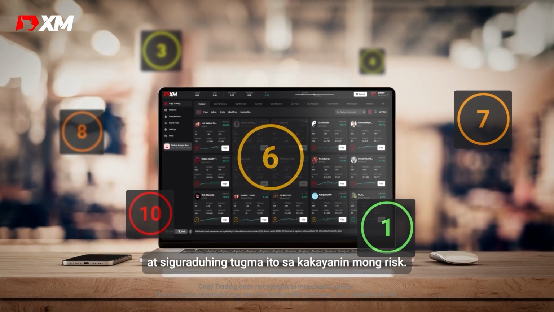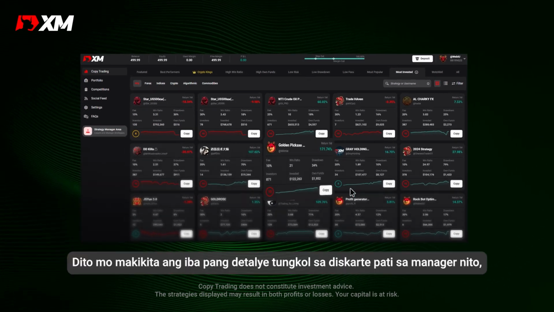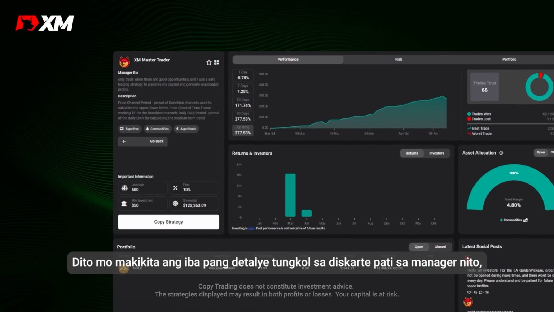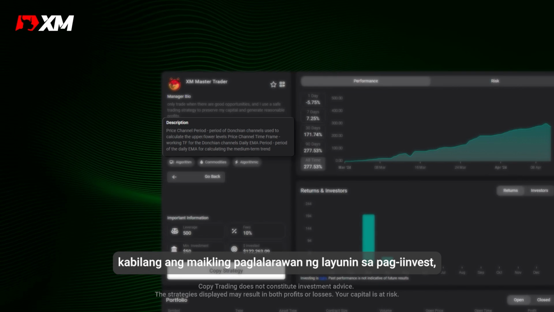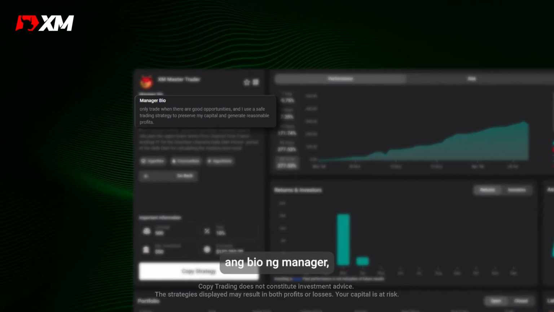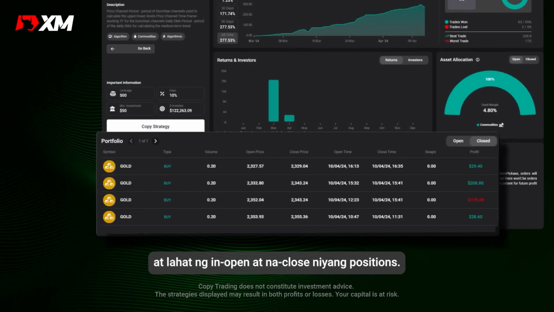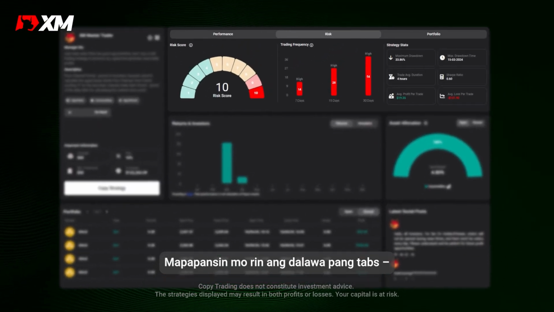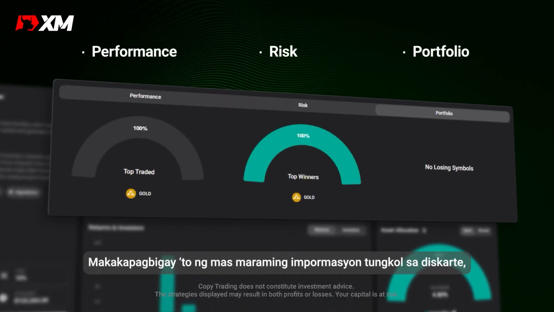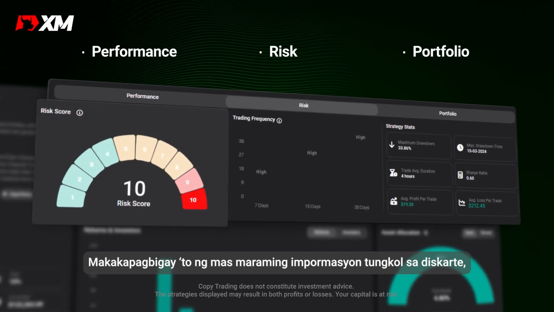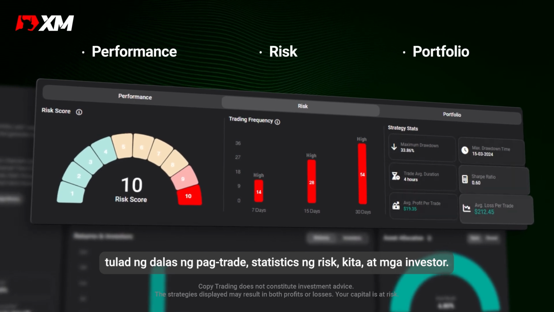Clicking on the strategy card opens the strategy page. This is where you can find more details on the strategy and the strategy manager, including a brief description of the strategy's investment objectives, the manager's bio, their historical performance, and all the manager's open and closed positions. On the strategy page, you'll also notice 2 more tabs, Risk and Portfolio. These give you even more data on the strategies, like its trading frequency, risk statistics, returns, and investors.